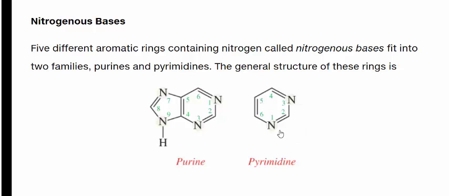In pyrimidine, the nitrogens are in the 1 and the 3 position, and in purine, we have nitrogens in the 1 and 3 position in the 6-membered ring, and in the 7 and the 9 position in the 5-membered ring.